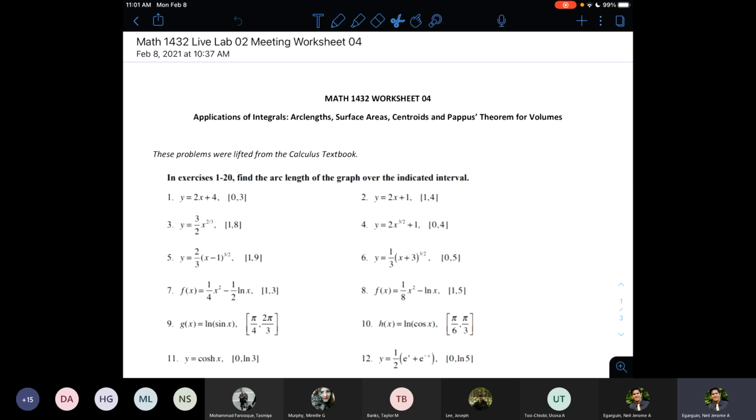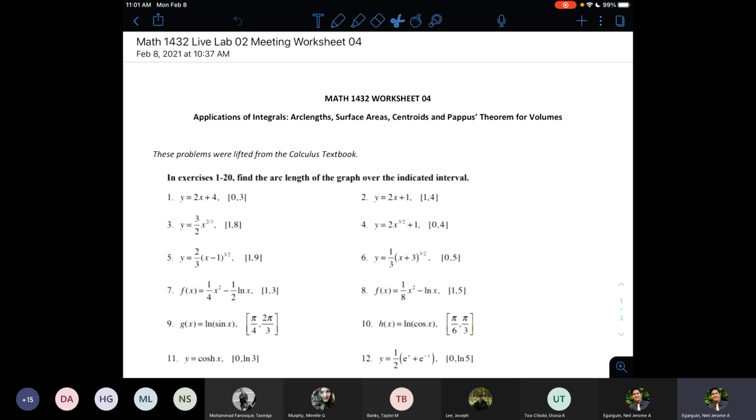I was told that in the lecture today, you covered other applications of integrals, namely arclengths, surface areas, centroids, and then probably next meeting you'll start with Pappus's theorem for volumes. So we'll look at some examples on that perhaps later today.